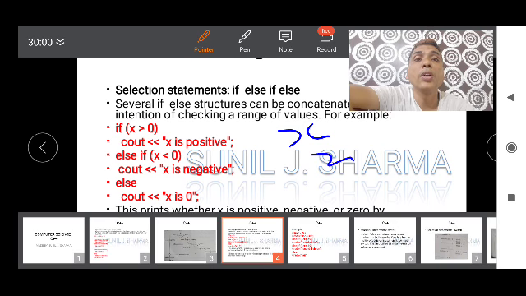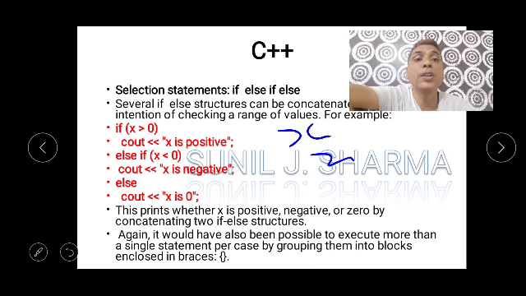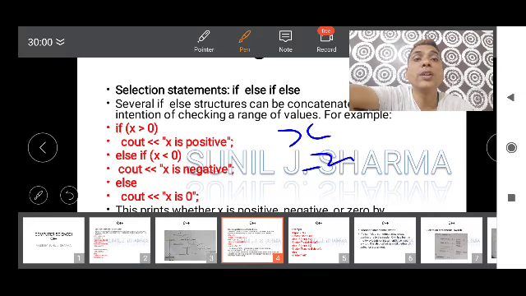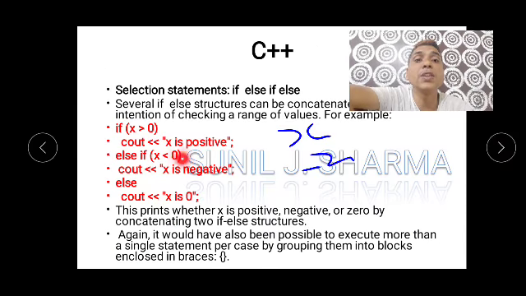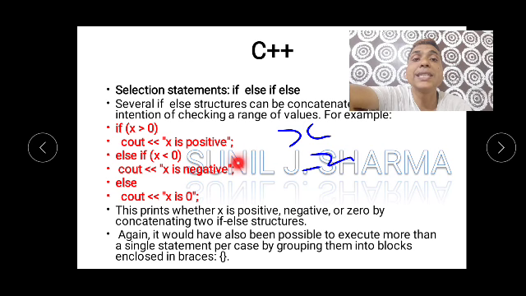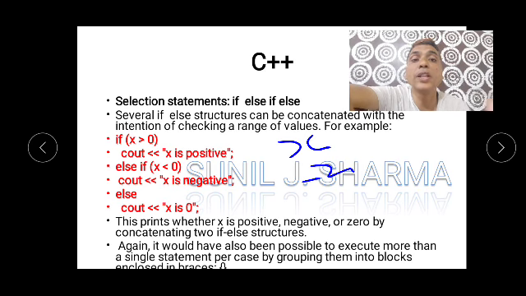Next time, suppose the value is -2. So what happens here? It will check whether x is greater than 0. This is false because -2 cannot be greater than 0. Then it will check this: -2 is less than 0. Yes. So it will just print x is negative. This will not get executed.